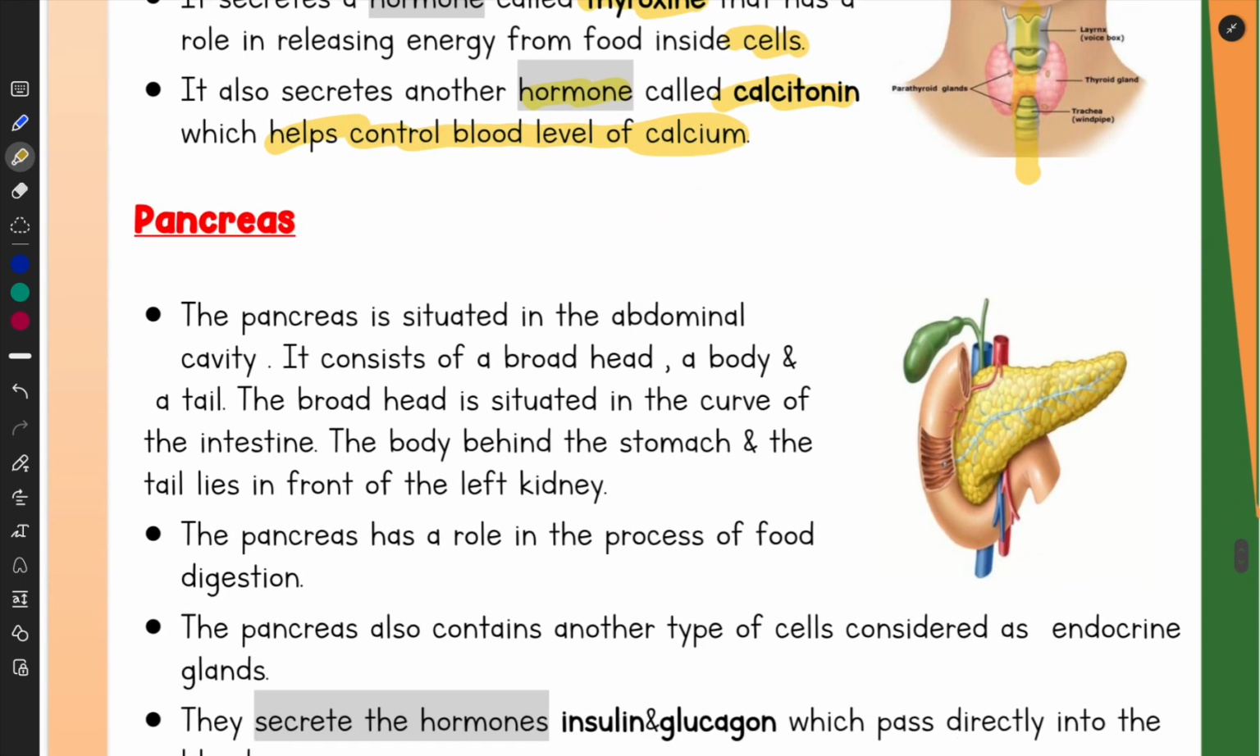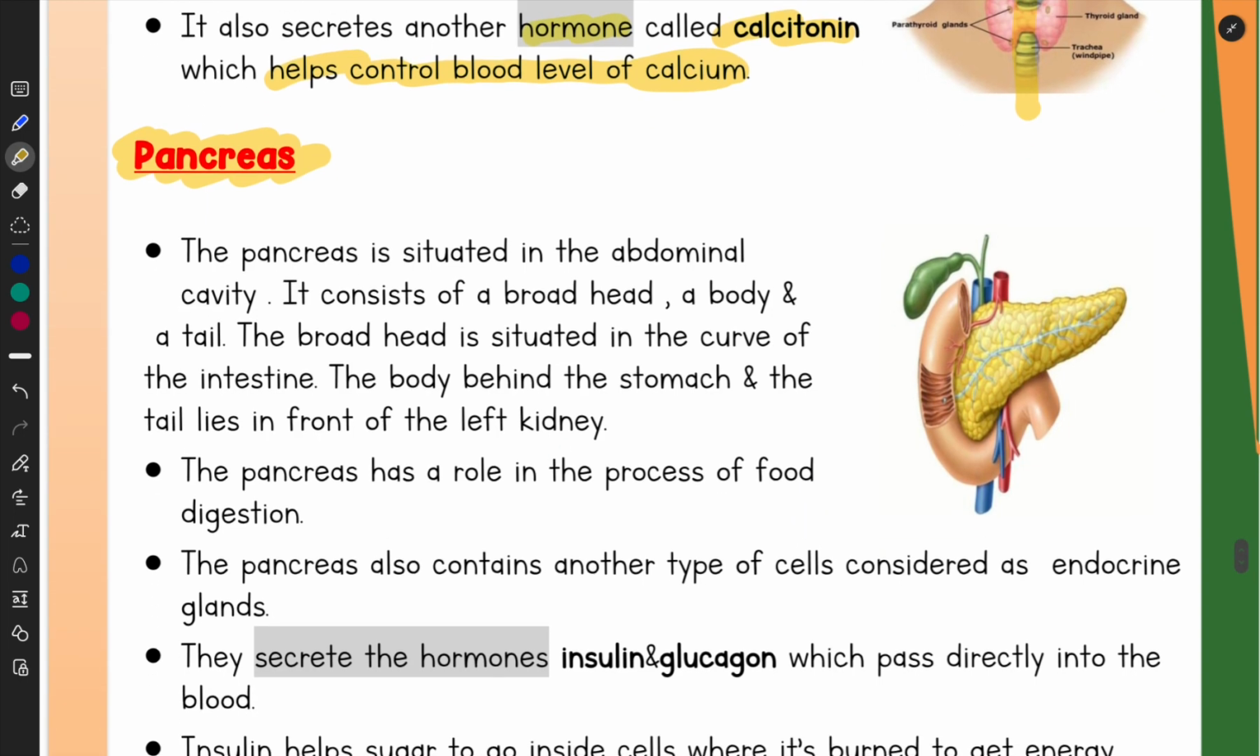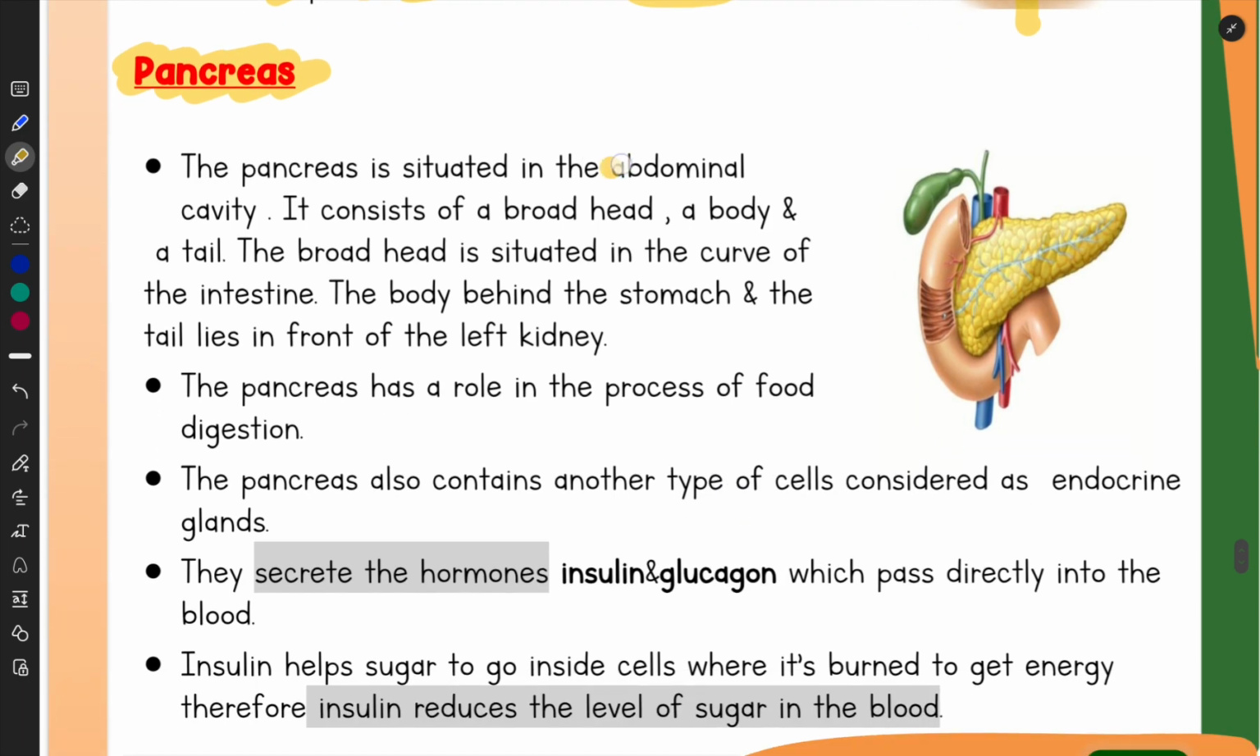Okay. Number 3, we have the pancreas. Of course, you heard about it in Grade 4 and from some other sources. The pancreas is situated in the abdominal cavity. It consists of a broad head, a body, and a tail. The broad head is situated in the curve of the intestine, the body behind the stomach, and the tail lies in front of the left kidney. The pancreas has a role in the process of food digestion.